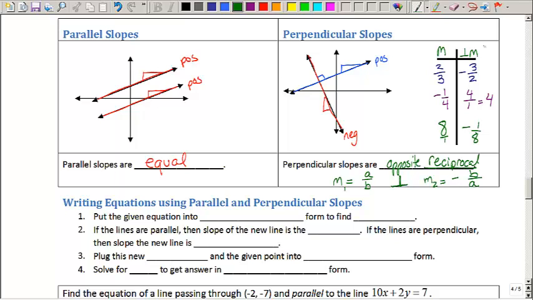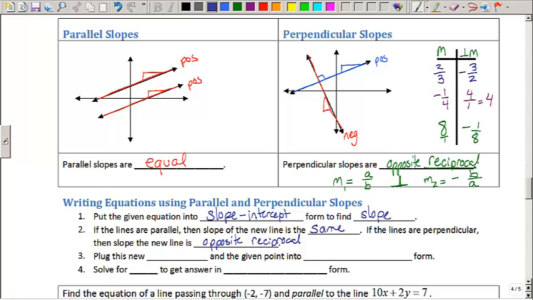So next are the steps for writing equations using perpendicular and parallel lines. Step 1 says to put the given equation into slope-intercept form. And we do that in order to find the slope of the parallel line or the perpendicular line, whichever is given. If the lines are parallel, then I know the slope of my new line is going to be the same. Although if the lines are perpendicular, then the slope of the new line is the opposite reciprocal of the given slope.